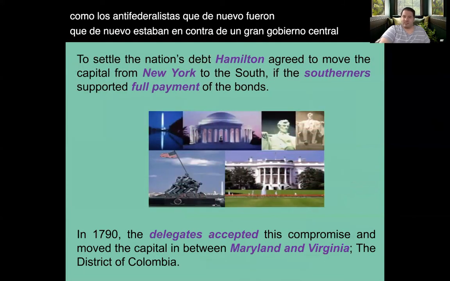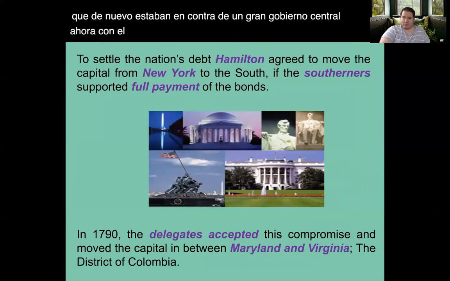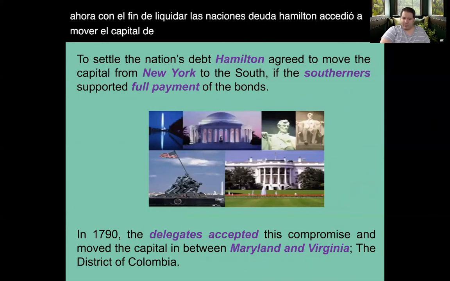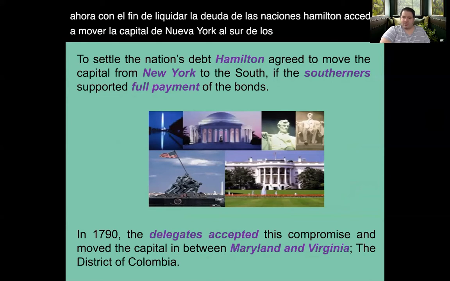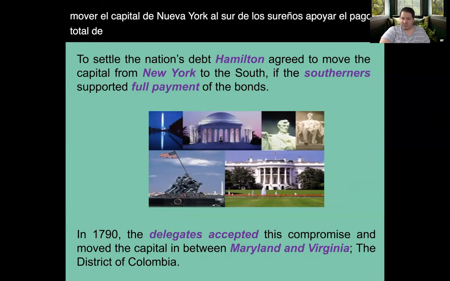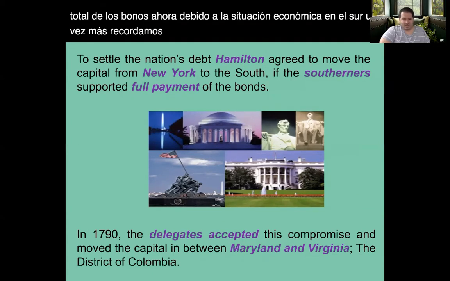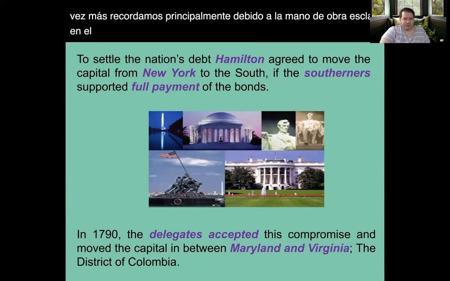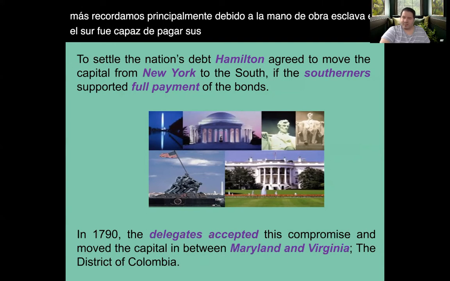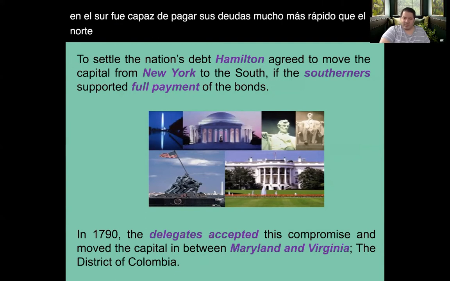Now, in order to settle the nation's debt, Hamilton agreed to move the capital from New York to the South if Southerners supported full payment of the bonds. Now, due to the economic situation in the South, once again, we remember primarily due to slave labor, the South was able to pay off its debts a lot faster than the North. And under this federal system, now the debt belonged to all of the states under his plan.